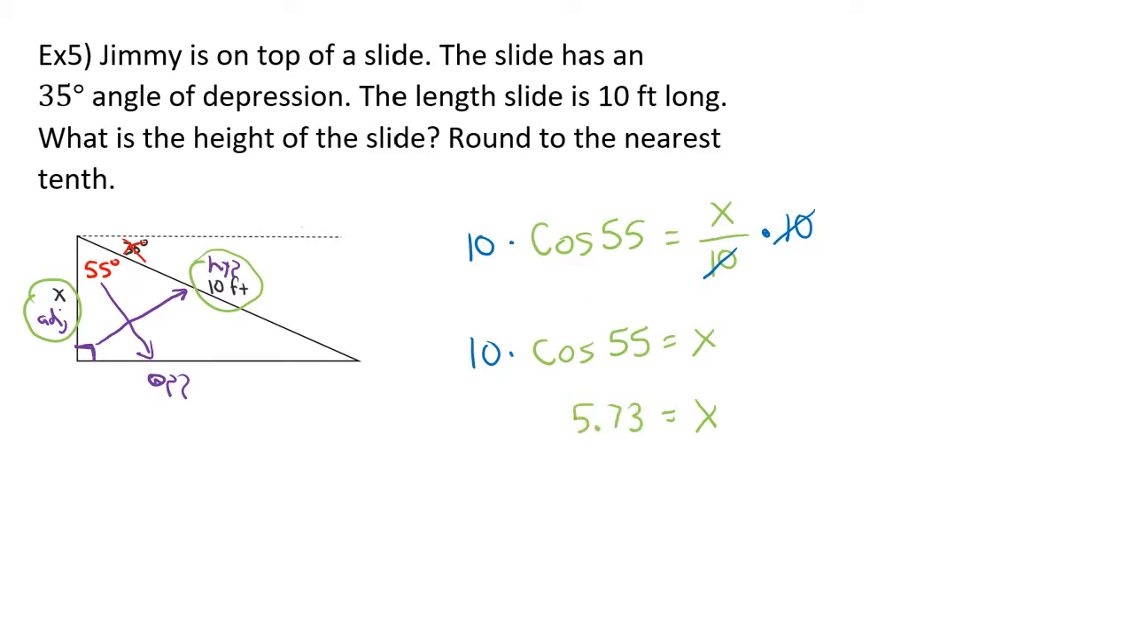5.73. Now it said round to the nearest tenth. Since this number is less than 5, we're just going to round down to be 5.7. So the height of the slide is 5.7 feet.